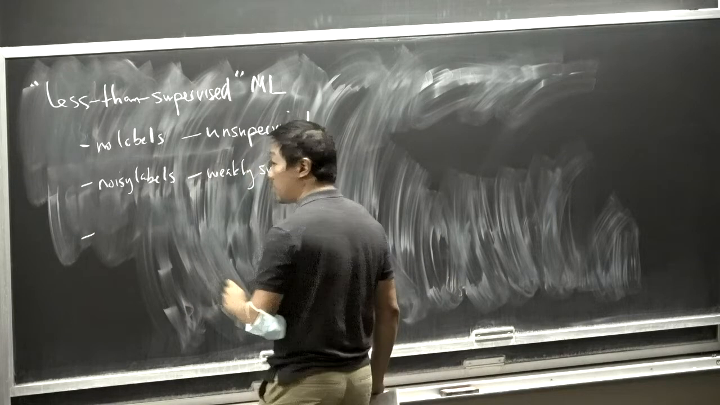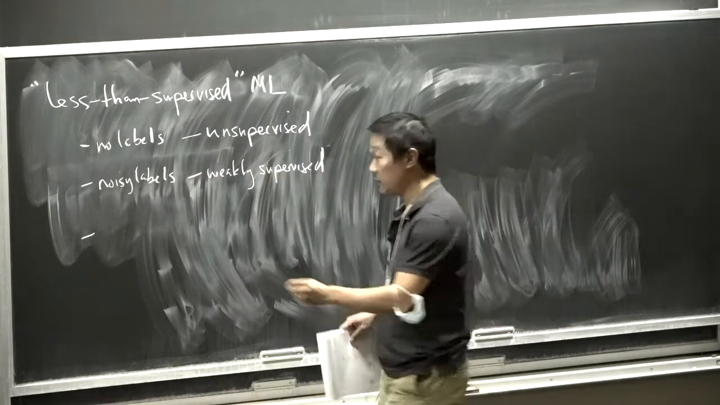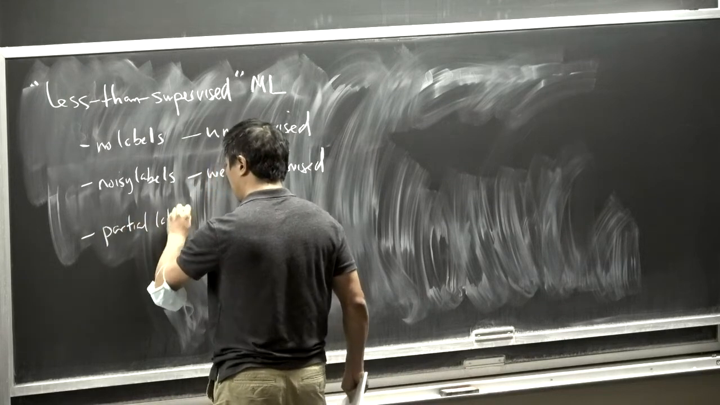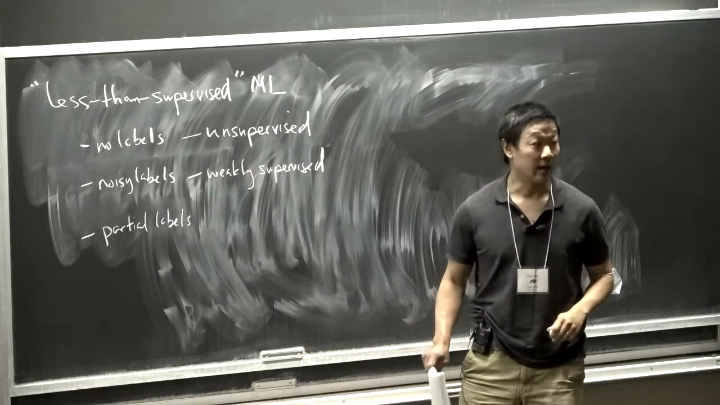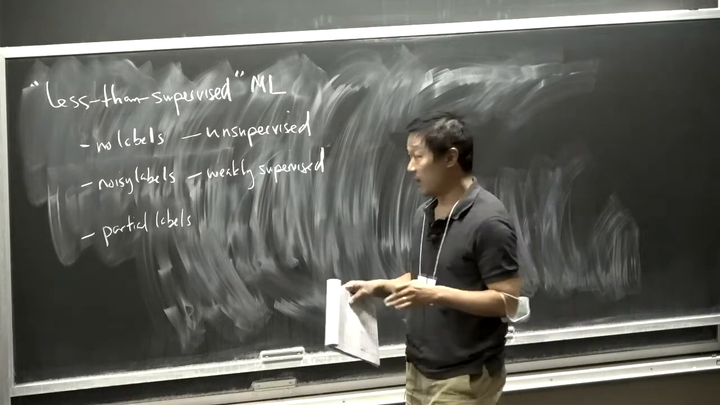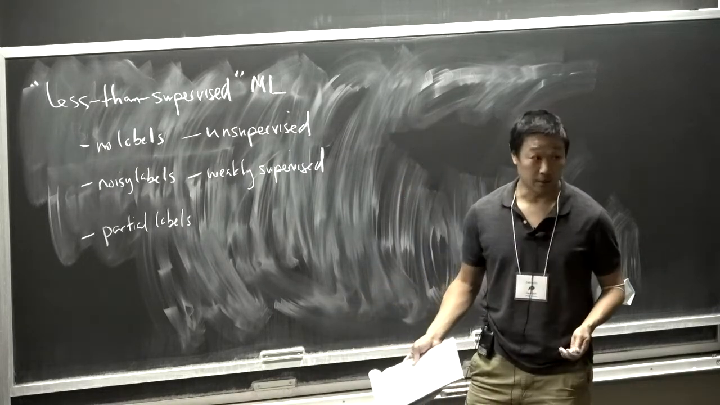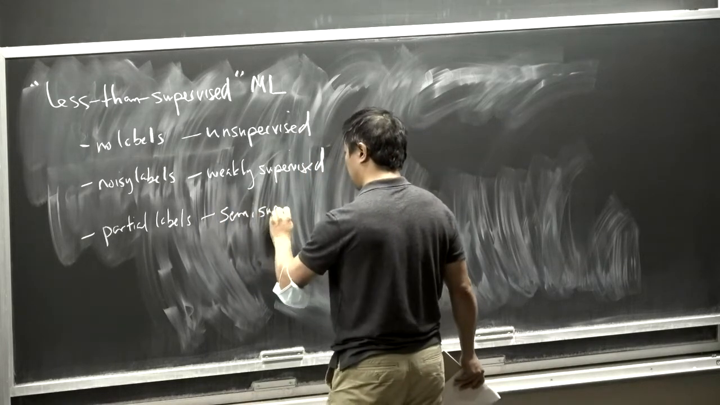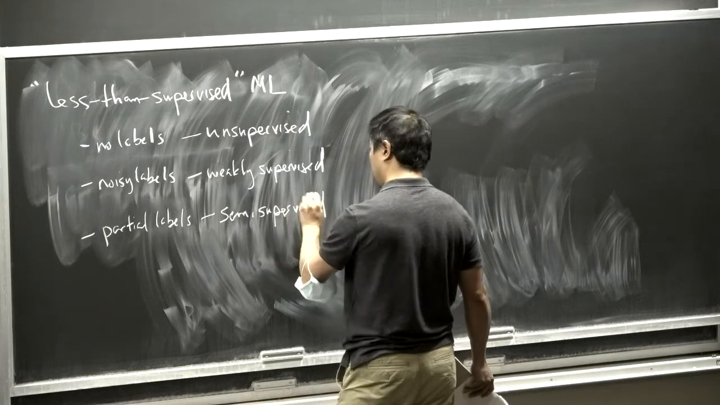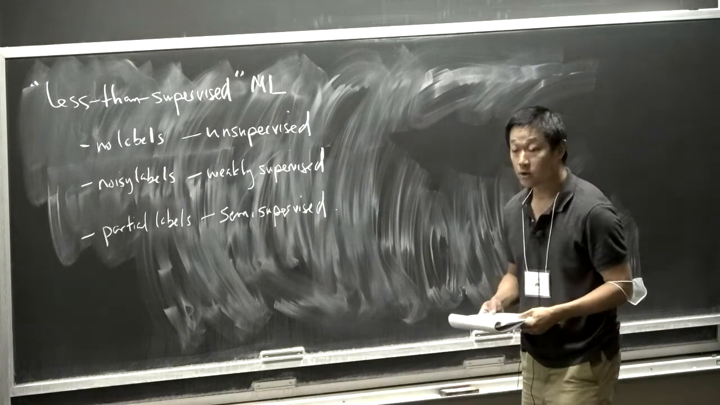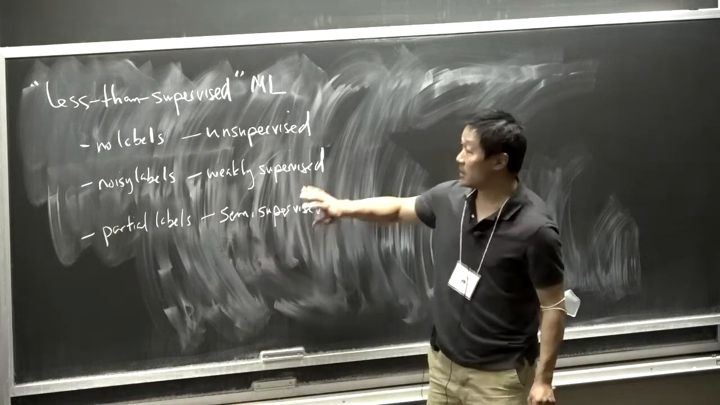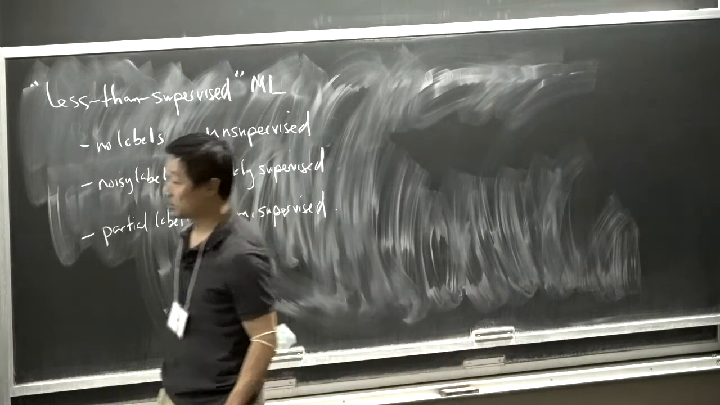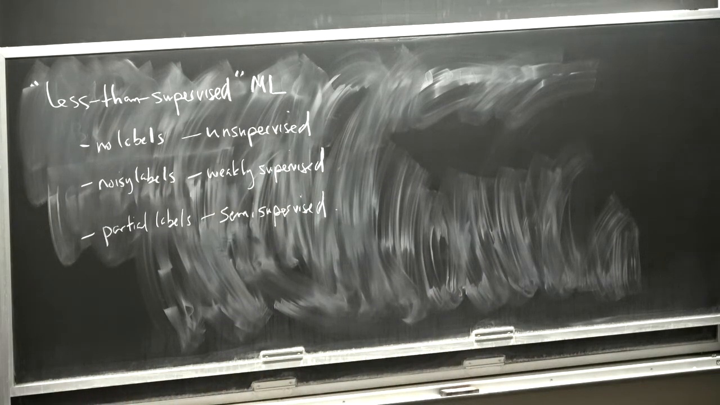And a third possibility is you might have partial labels. So maybe you mix simulation and data, so some of your events have truth labels and others are unlabeled. This goes by the name of semi-supervised. I won't have too much to say about this case here, but I will be talking a lot about examples of these two, unsupervised and weakly supervised, as well as the fully supervised case.